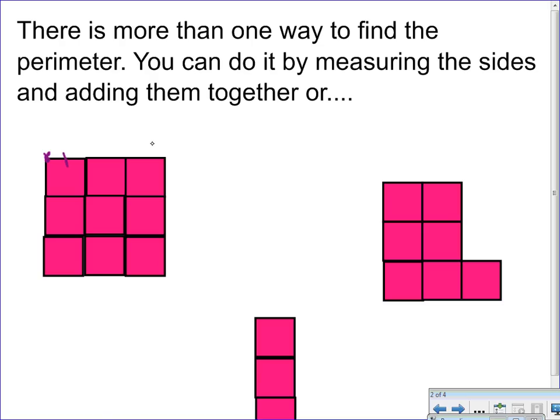1, 2, 3, 4, 5, 6, 7, 8, 9, 10, 11, 12. So the perimeter of this shape is 12 units. Since we were not told what each block represents, we're just going to use 12 units. Let's look at the next shape.